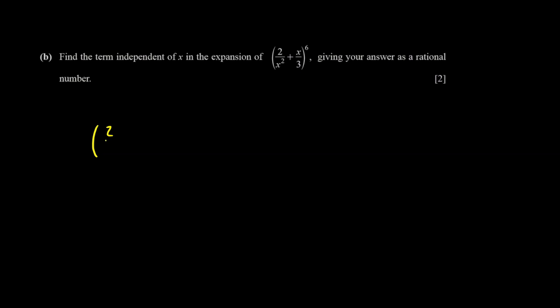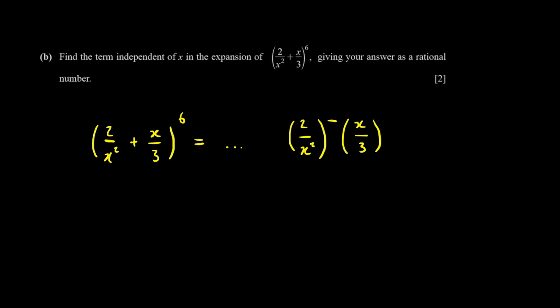You've got 2 upon x squared plus x upon 3 all to the power of 6. And of course, what you could do is expand the whole thing, which has got 7 terms, and then find out which term cancels off. But I think there's a more efficient way of doing that. You should know that every single term in this expansion is going to have the following basic form. You are going to have 2 upon x squared to some power times x upon 3 to some other power, multiplied by a coefficient, which is going to be 6c something, right?